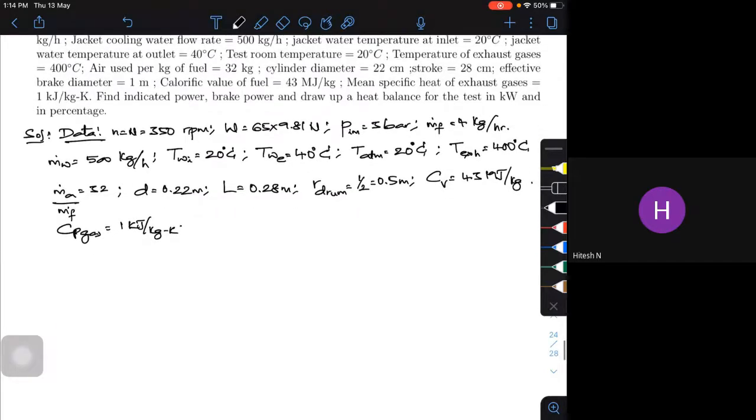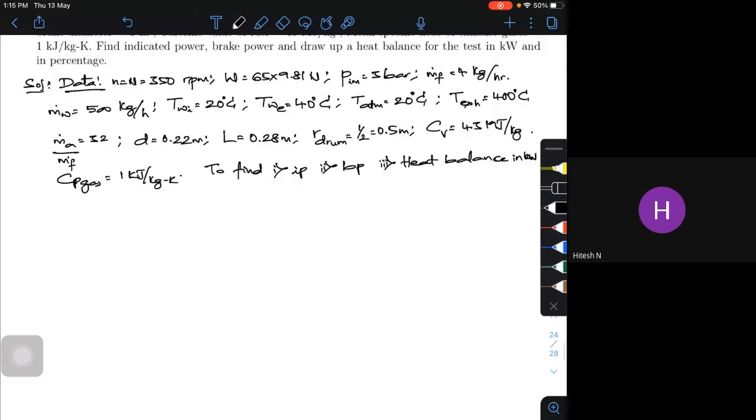What are you supposed to find? The first one is indicated power, the second one is the brake power, and the third is to draw the heat balance sheet in kilowatts or kilojoules per second. This is what they are asking us to do. So let us calculate one by one.